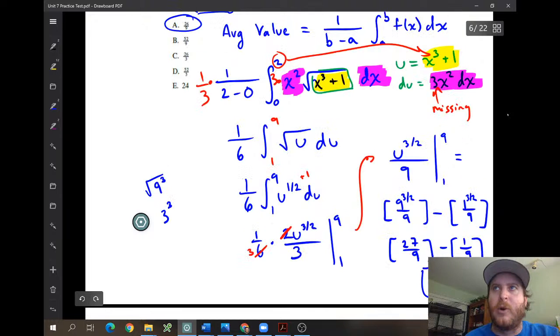So this was a lot of work. This was probably hard. This is definitely harder than I'm going to make on the real exam. So if you can do this, then you'll be in good shape. On the real exam, I might throw average value in there, but I won't make it as hard to plug in, like this 9 to the 3/2. I won't make you do something like that.